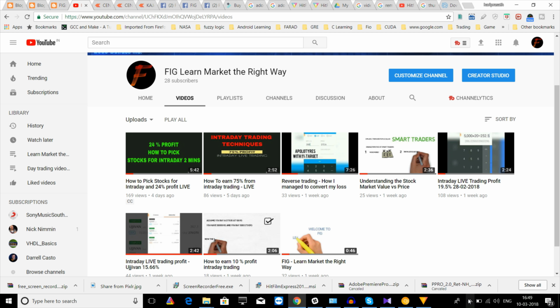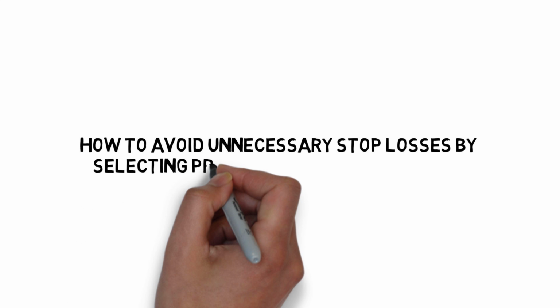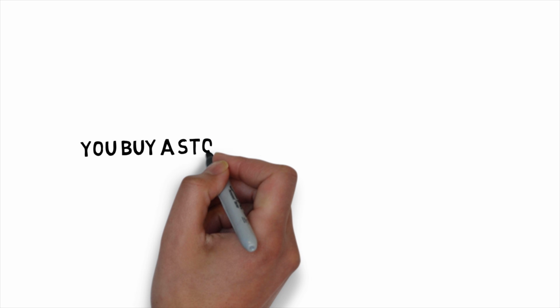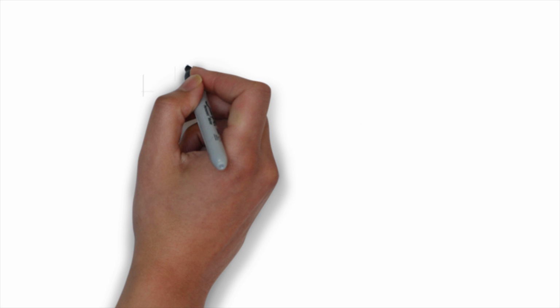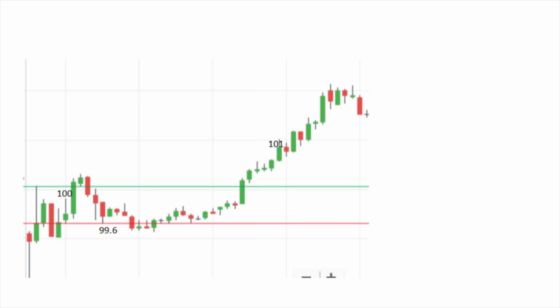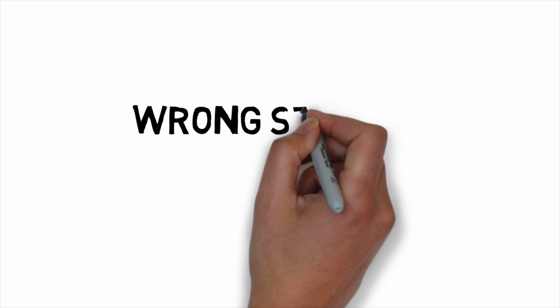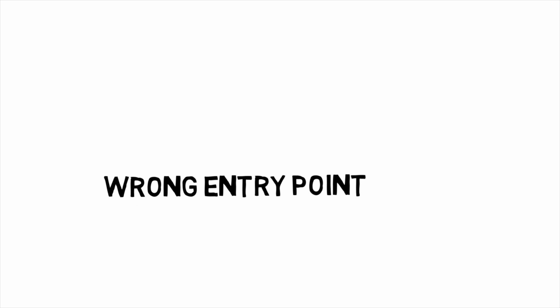Well, let's get started. Today we are going to learn how to avoid unnecessary stop losses by selecting the proper entry and exit point. Assume you buy a stock at rupees 100 with a target of 101 and a stop loss of 99.4. The image shows that you bought at 100 and your stop loss got hit and you got out of the trade. But suddenly the market zooms to your target and goes above. So what do you think actually? You might feel that your stop loss was wrong, but I would say your entry point was wrong.